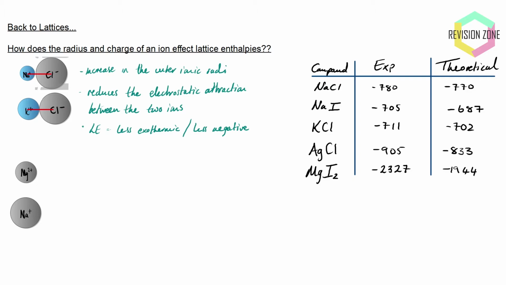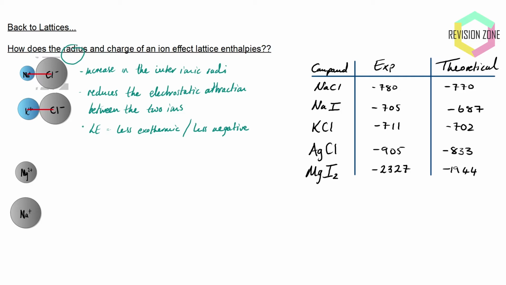It's become less exothermic, and that is because of the difference between the size of ions, and that's because of that increase in inter-ionic radii. So just to make that a bit clearer: inter-ionic radii has increased, therefore it reduces the electrostatic attraction between the two ions, and hence the lattice enthalpy becomes less exothermic. So that's how radius affects the overall lattice enthalpy.